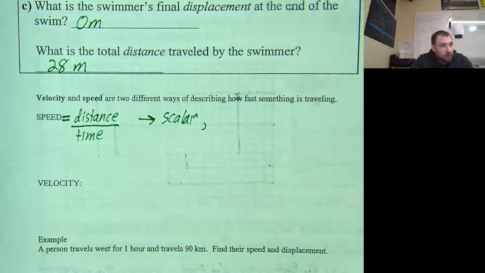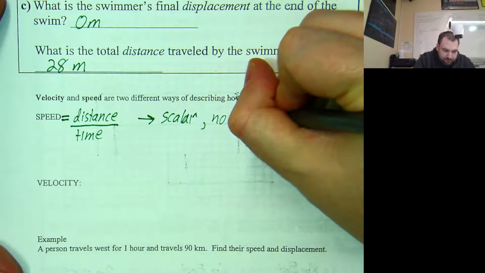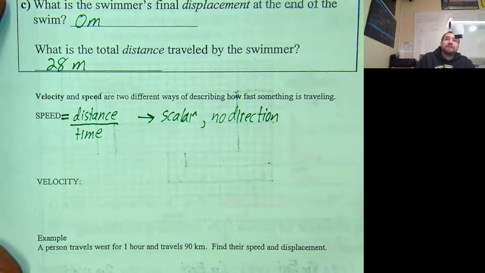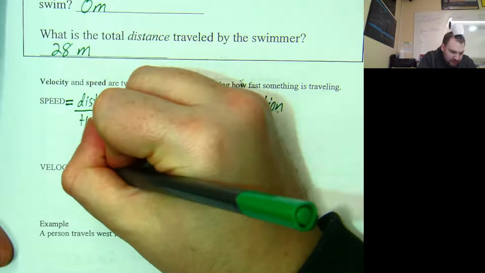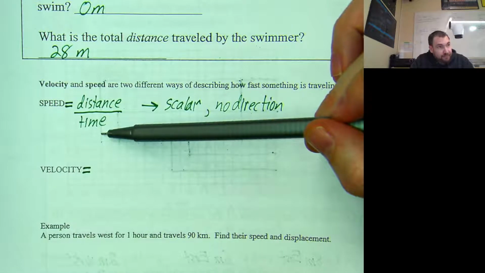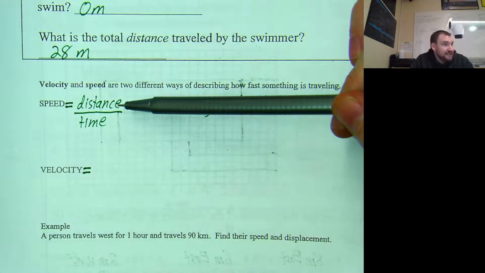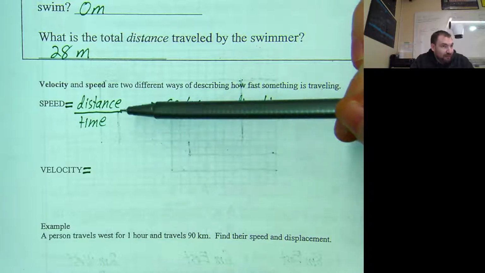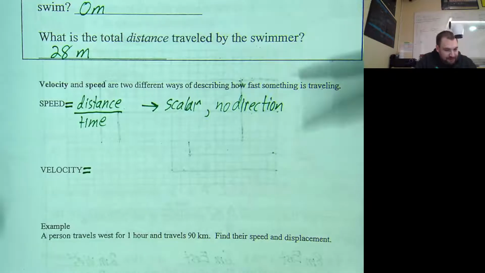So if it's a scalar, what does it not have? There's no direction. Velocity, we've already said, is a vector. And it's related to speed. What do you think the equation is for velocity? Speed was distance over time. What is our concept that looks a lot like distance, but is just the vectorized version of it? It's displacement over time. Thank you.